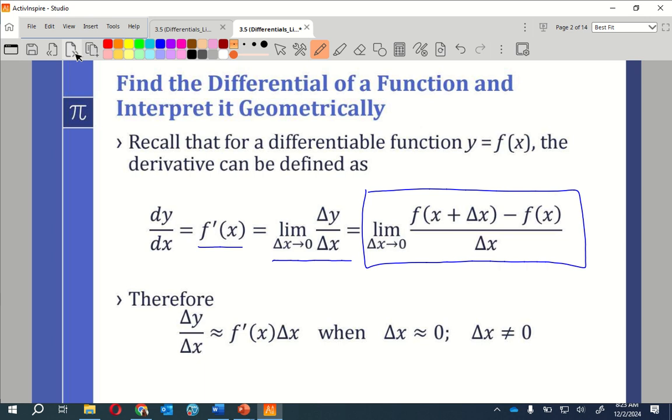Therefore, dy is approximately f prime of x times delta x, so times whatever the change is there, when delta x is approximately 0 but cannot be equal to 0. Because in the limit process, I want my two values to get so close together that they are the same thing. So I want my change to be close to 0 but not 0. Does that make sense? Hopefully?